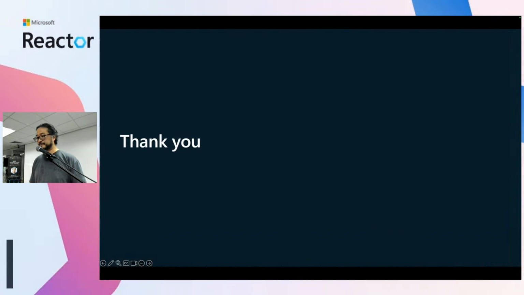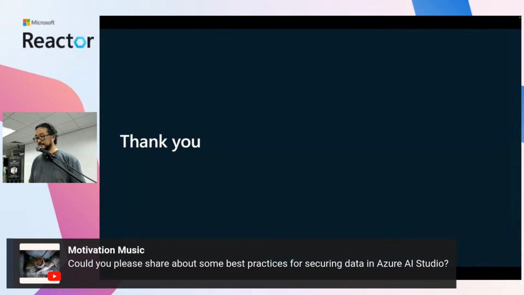Could you please share some best practices for securing data in Azure AI Studio? That's a really good question. Data security can be done in three ways: data in use, data in storage, and data in transmission. Data in storage can be easily handled by something like Azure Blob Storage, because it sits within your subscription.